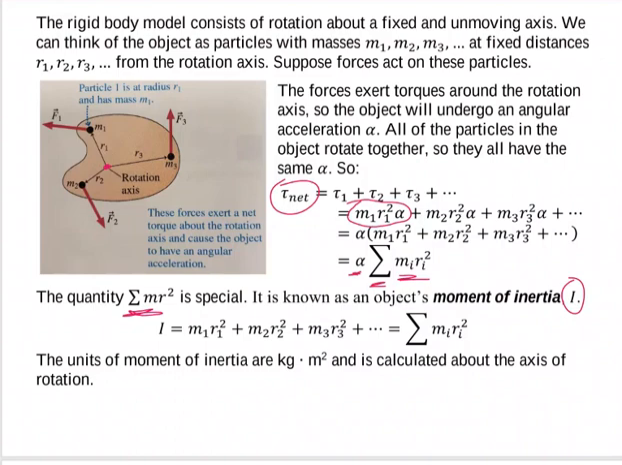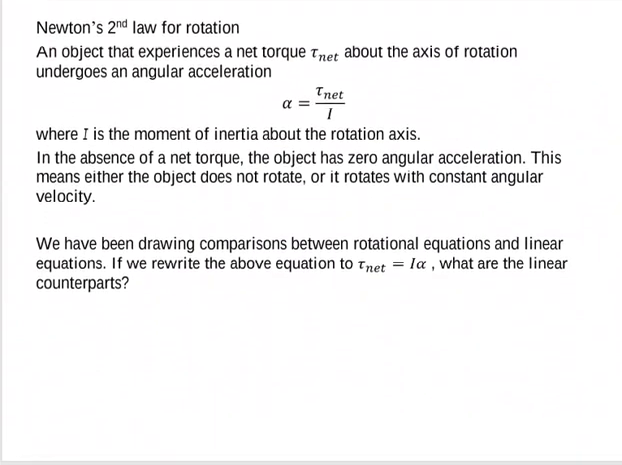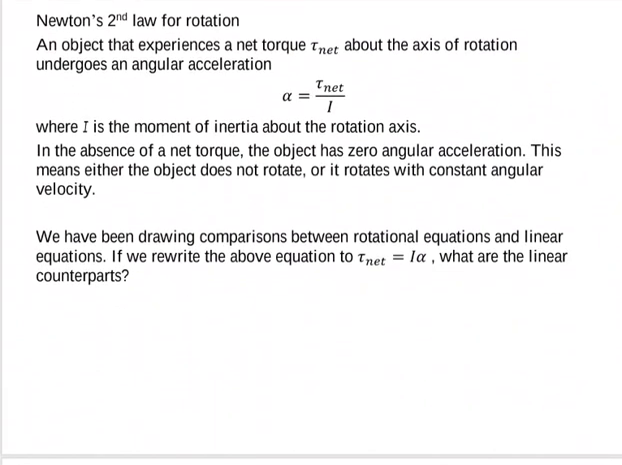So, let's see what happens. Newton's second law for rotation now. An object that experiences a net torque about the axis of rotation undergoes an angular acceleration. The angular acceleration equals the net torque divided by I, which is the moment of inertia. Okay? So if we know the moment of inertia, we can calculate the angular acceleration. Or if we know the moment of inertia and the angular acceleration, then we can calculate the net torque.